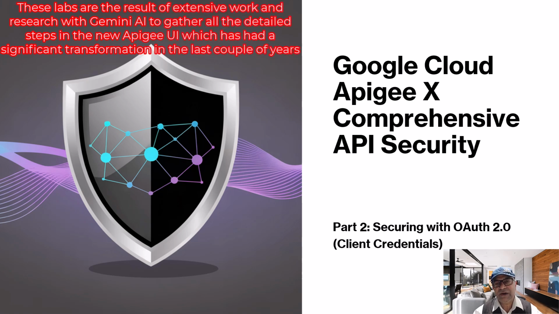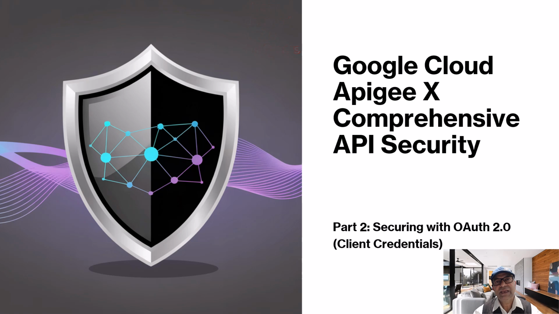Now, in the first part, we have secured our proxy hands-on in the Google Cloud Console via API key with a basic API key. Now, we will go one step further to improve our comprehensive security by using OAuth 2.0, using the common client credentials grant type. This is a significant step up from a simple API key.